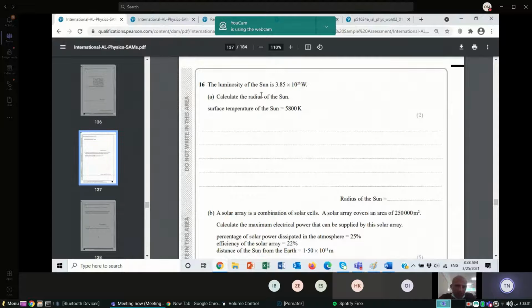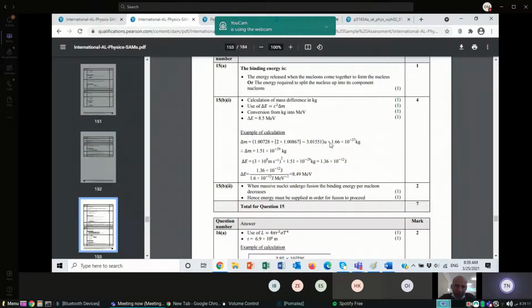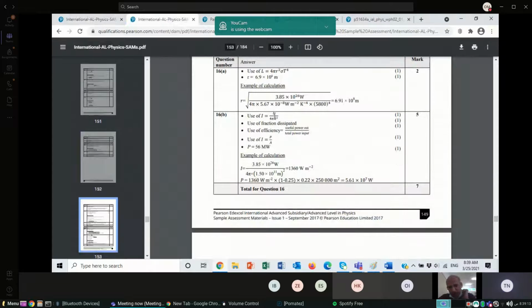The luminosity of the sun, so calculate the radius of the sun. This is already discussed, because whenever there is a question about luminosity, there would be a question about intensity as well, radiation flux. So this is a question about radiation flux, and this is luminosity. The luminosity formula, you already know, the luminosity Sigma formula, is this, so you can calculate the radius. The radiation flux formula is this. This is the intensity formula, and there is another intensity formula of power over area. So it is the same as this one. You can calculate power equals I times A.